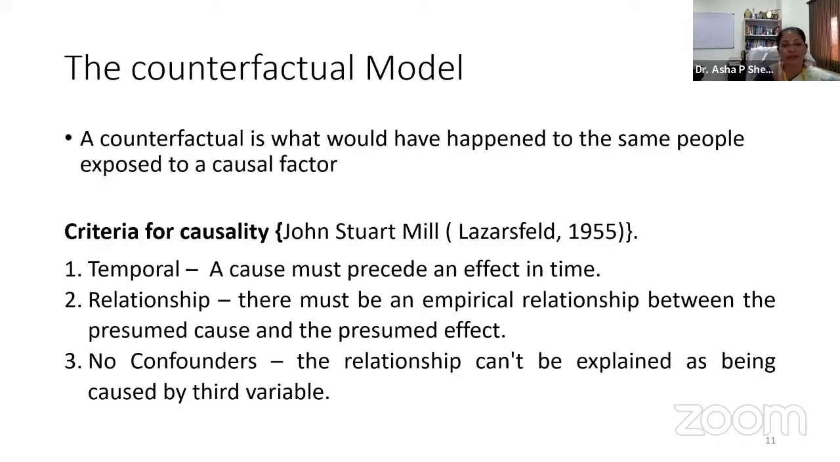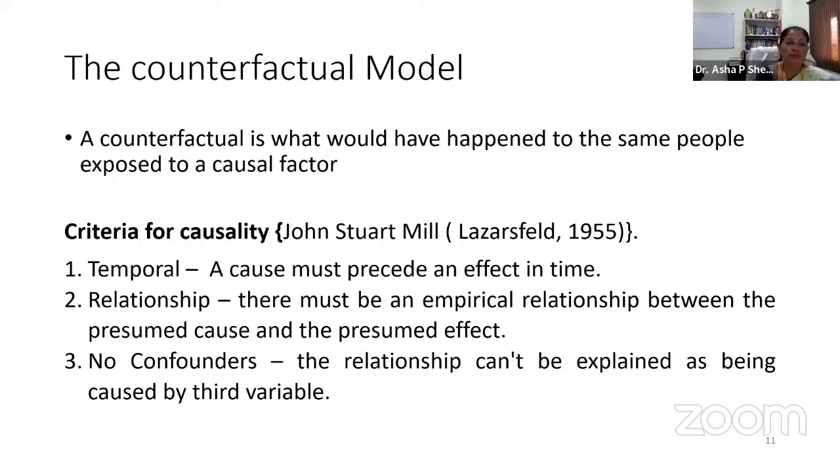The second criterion is the relationship. There must be an empirical relationship between the presumed cause and the presumed effect. So what do I mean here? It means there must be an association between smoking and cancer. That means it should show that a higher percentage of smokers will have cancer than the non-smokers. So that is the relationship the causality should show.